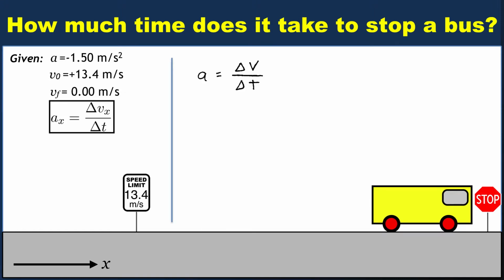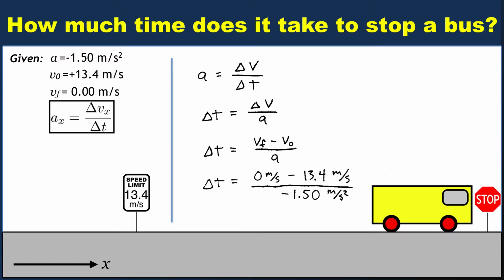I'll rewrite that equation over here on the right. Let's multiply both sides of that by delta t and divide both sides by the acceleration to isolate delta t. We'll expand delta v to be vf minus v naught, and now we can just put in the numerical values. Remember, final velocity was 0 meters per second, the initial velocity was 13.4 meters per second, and the acceleration was minus 1.5 meters per second squared.